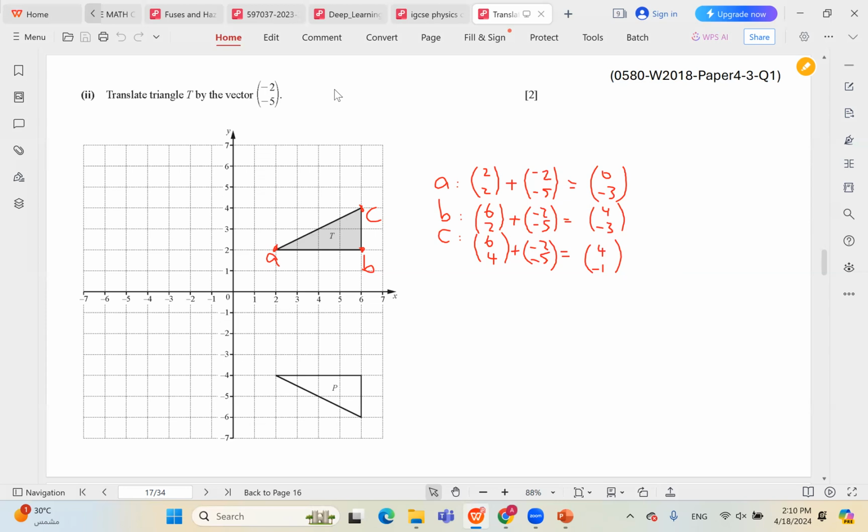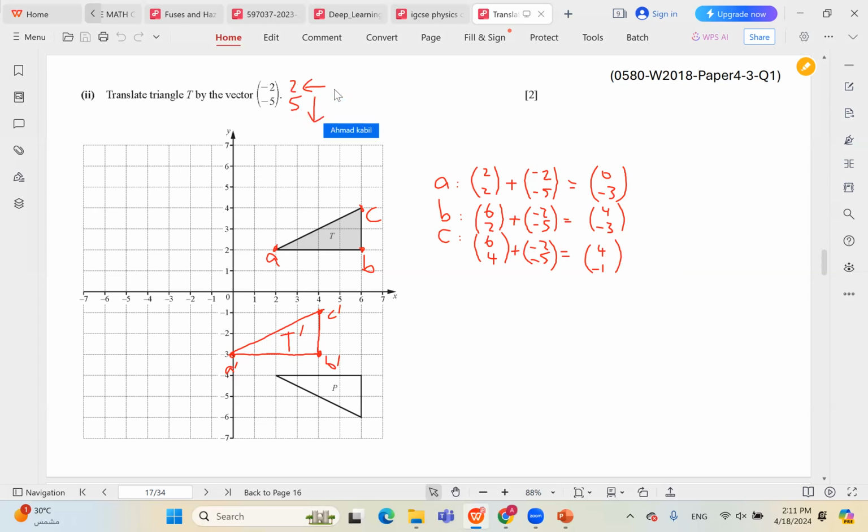So 0, -3 would be here. 4, -3 would be here. And 4, -1 would be here. So this would be A dash, B dash, and C dash. And then we join them together like we did before. And this would be T dash, which is the translation of triangle T by -2, -5. FYI, this means 2 to the left and 5 down.